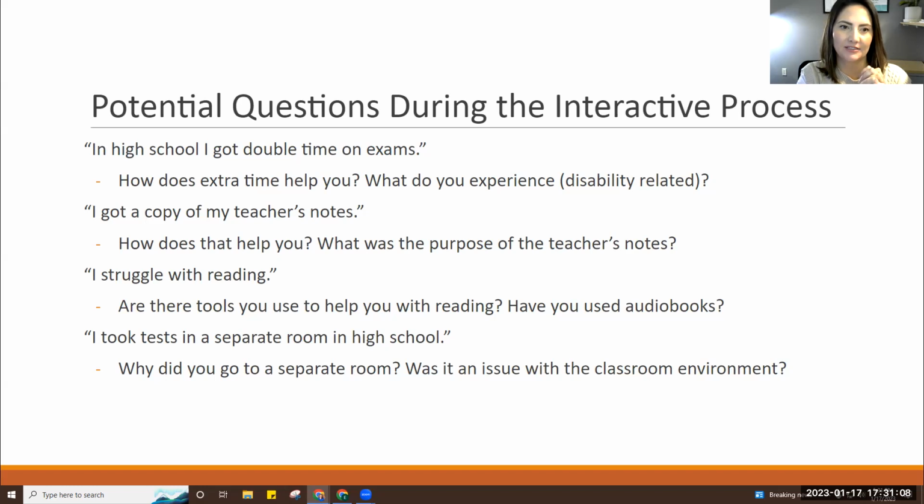So again, the interactive process, so important. This is kind of a mock-up slide that Julia and I made just to give you insight on what the interactive process could look like for students, and some of the clarifying questions that we ask.